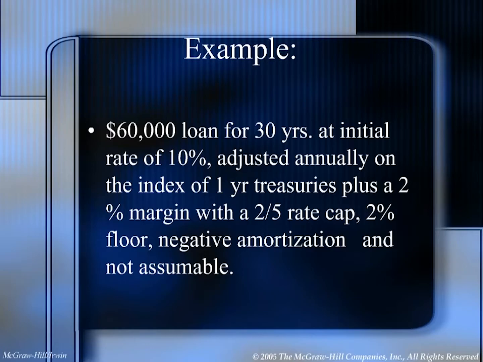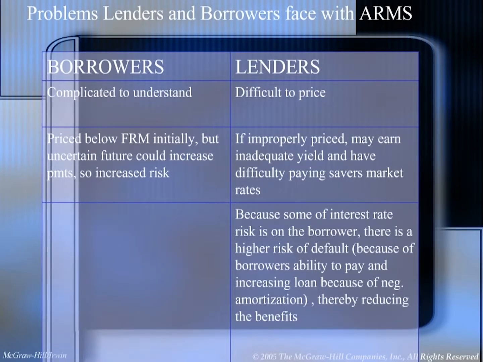It has a 2% floor, so it can never drop more than 2, and negative amortization is allowed. So even though the rate may only go up 2%, if the market rates go up higher than that, you'll be charged that amount, and it will be put onto the balance of the loan. And in this case, it is not assumable. So that would have been typical standards that are set into a mortgage.